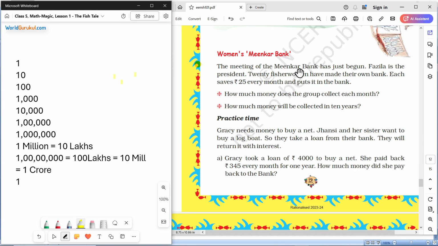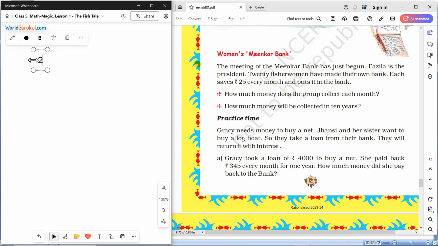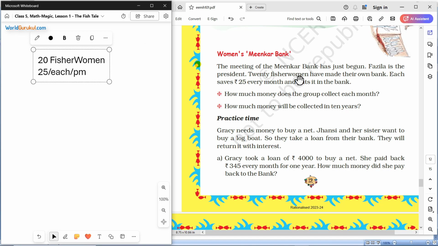This is a Mainkar bank. That's a fish bank. And Fazila is the president of that group, that bank, and it consists of 20 fishermen, right? Each saves 25 rupees every month and puts it in this bank. See, there are 20 fishermen, fisherwomen, and each saves 25 rupees per month, right?